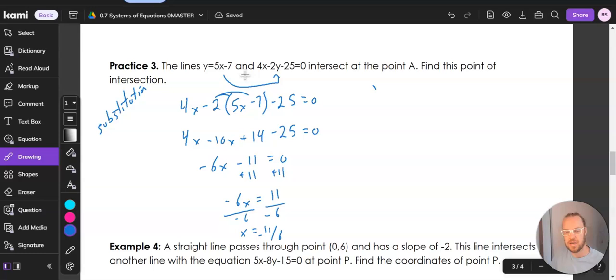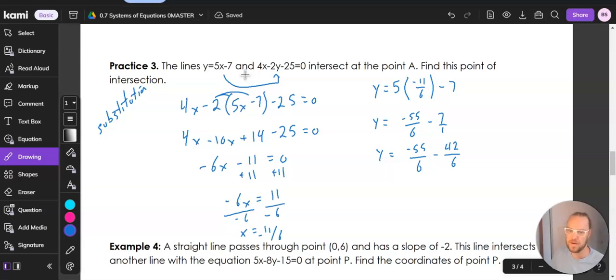But now I can take that and plug it in to find my y. So let's use that first equation. It's a little bit easier. So plug in that negative 11 over 6 for x. I'm going to get negative 55 over 6 minus 7. Then I need that common denominator. So negative 55 over 6 minus 42 over 6. And that's just me taking this one that's over 1 and multiplying by 6 to get that common denominator. That's going to then tell me that y is equal to negative 97 over 6. And I cannot reduce that.